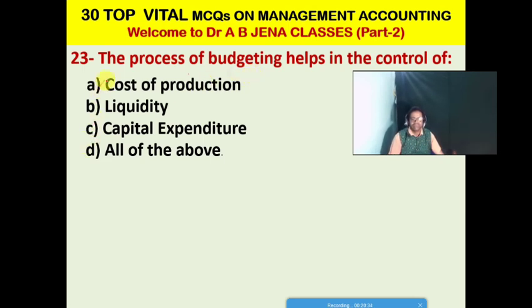A, it's the cost of production, B, it's liquidity, C, it's capital expenditure, D, it's all the above. Friends, so D is the right option for this MCQ. The process of budgeting helps to control the cost of production as well as to have better liquidity and also to control the expenditure on capital items. So D is the right option for this MCQ.